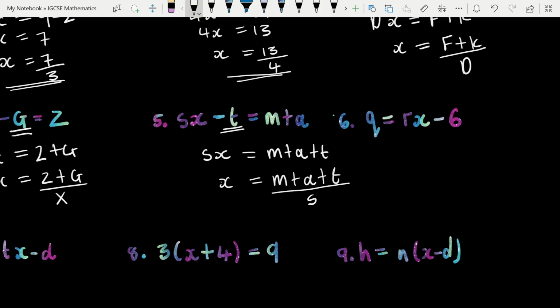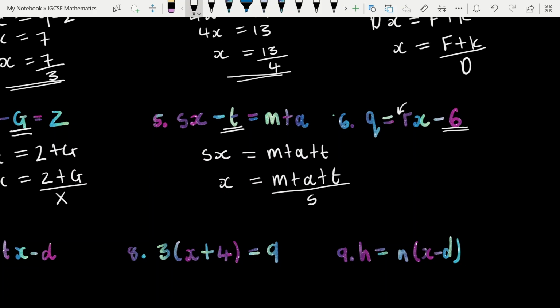All right, we'll go to number 6. Q is equal to rx minus 6. Where is x? On the right. Is he positive? Yes, because there's no sign in front of him. Remember, we said if there's no sign in front of him, then he is positive. The only way we know a negative number is to look and see a negative sign in front of it. That's a negative number. Like this 6 is a negative 6.